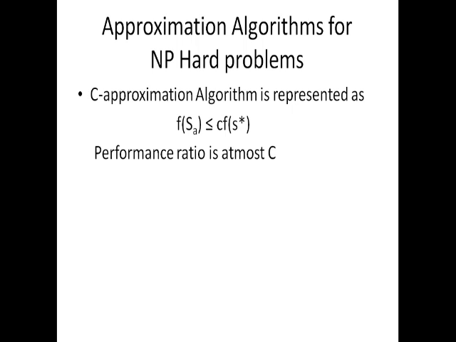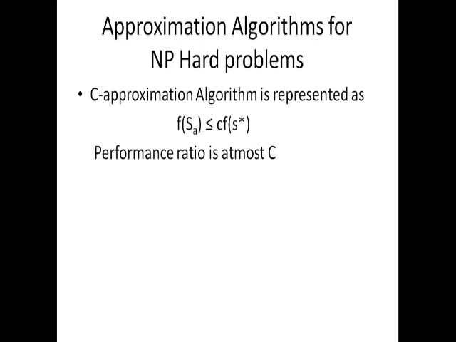Approximation algorithms for NP-hard problems. Here the C approximation algorithm is represented. The C approximation algorithm is nothing but f of SA is at most C times f of S star, where C is the performance ratio. It is at most C. C, the performance ratio, is given as C.